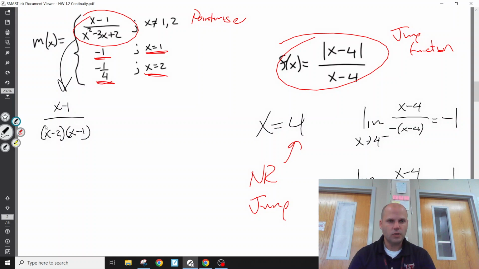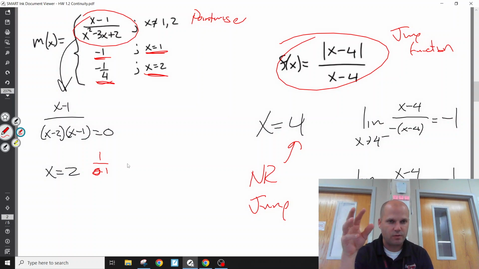Cool. I'll set the denominator equal to 0. Pump the brakes, don't start canceling. Set the denominator equal to 0. I'm going to just analyze this. I get x equals 2 as a discontinuity. If I plugged in 2, I'd get 1 over 0 times 1. The 0 does not go away. It does not cancel. If I plugged in 2, I'd get a number over 0. The 0 will not be removed. This is non-removable. This is an infinite asymptote.